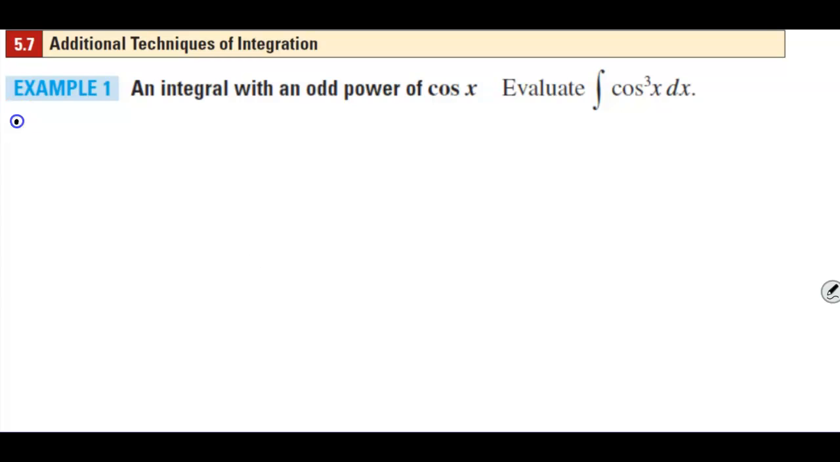And the one that we looked at in the past was sine squared x plus cosine squared x, which is equal to 1. And then if we wanted to solve for cosine squared x, we would know that that's equal to 1 minus the sine squared x.